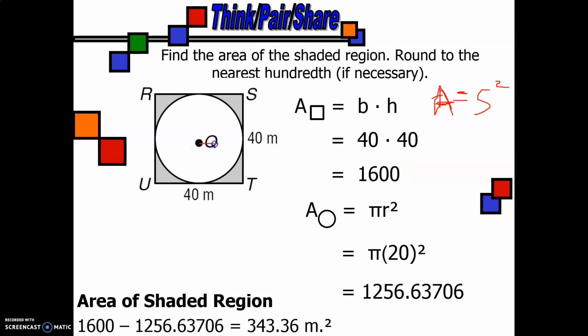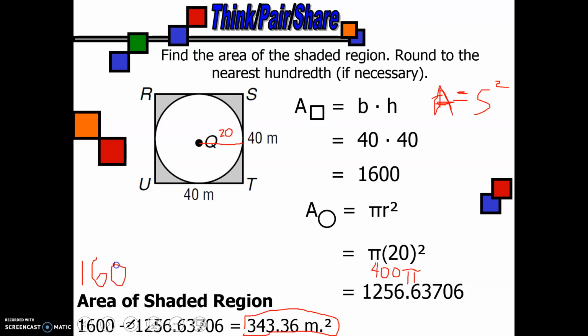Now, what is the radius? Well, if you go from the center to the edge, we know that radius is 20. So pi times 20 squared is 400 pi. Now, if you would like to leave it in terms of pi and then type this in your calculator, that's another option. You could actually write 1600 minus 400 pi in your calculator, and then you will end up with this result, 343.36 square meters.